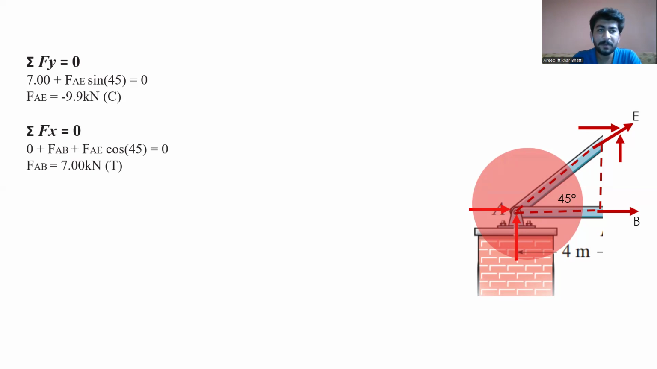When we apply force in the x direction, we get the diagonal force plus force in member AB plus force in member AE, and now we use its horizontal component. It also has an angle of 45 degrees. So the force in the member AB is equal to 7 kilonewton. You see that there is a positive sign, so it means that the member is in tension.